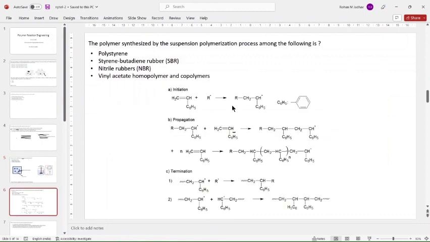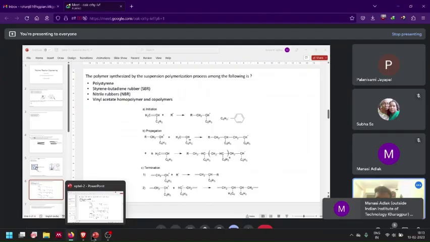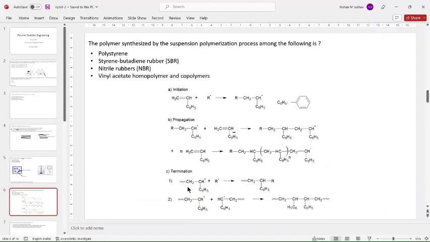Here is the reaction scheme for synthesis of polystyrene. As you can see here, we have a styrene molecule and one radical. The radical then attacks the styrene molecule and it goes on to form the propagation step. And then on propagation, the chain grows and then the polymer forms. And this is happening in a liquid phase.